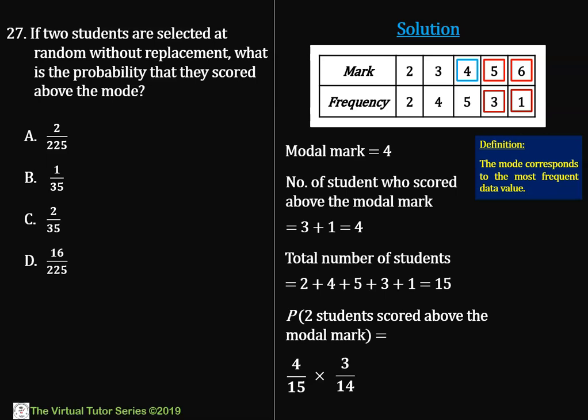2 into 4 is 2, and 2 into 14 is 7. Also, 3 into 3 is 1, and 3 into 15 is 5. 2 times 1 is 2, and 5 times 7 is 35. So we have 2 over 35. Therefore, the correct answer is option C.